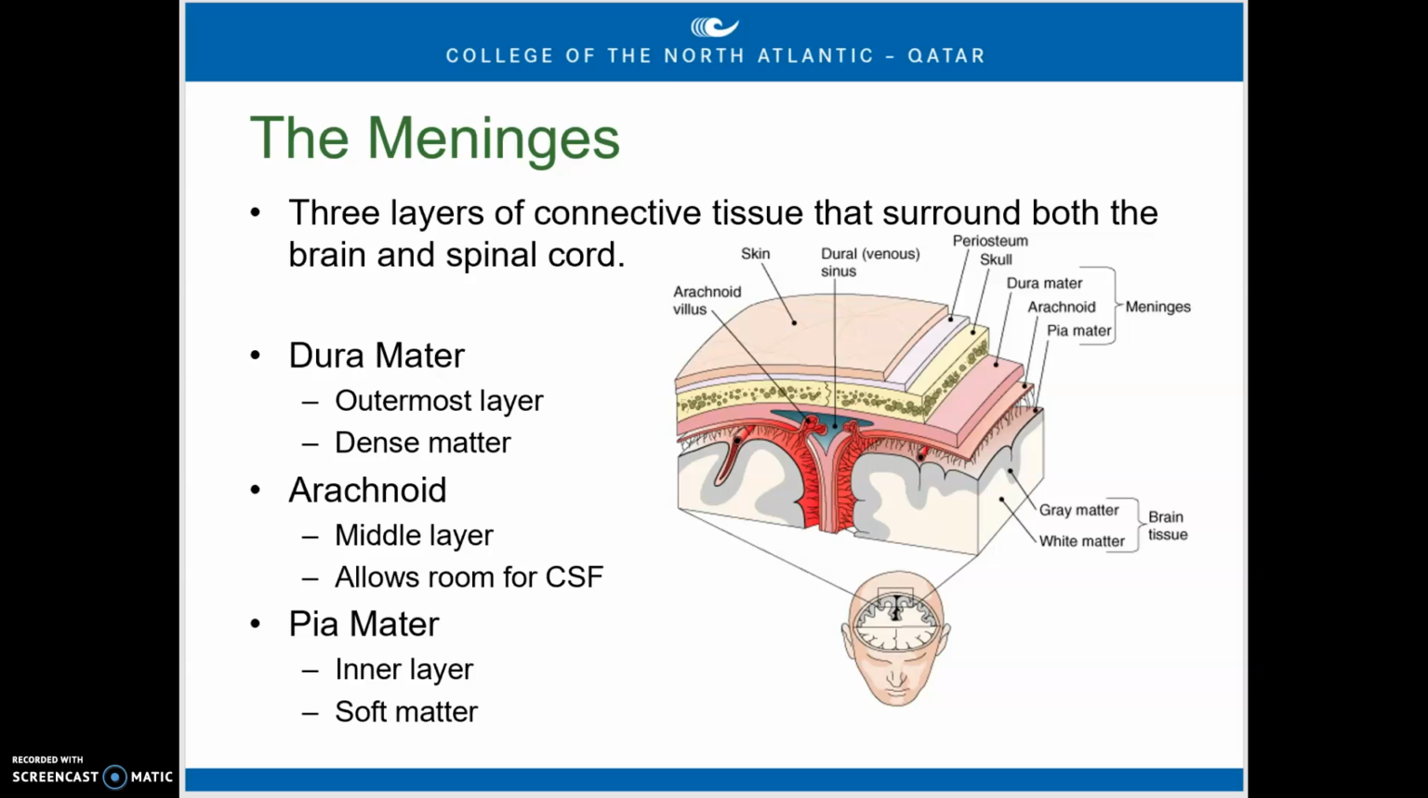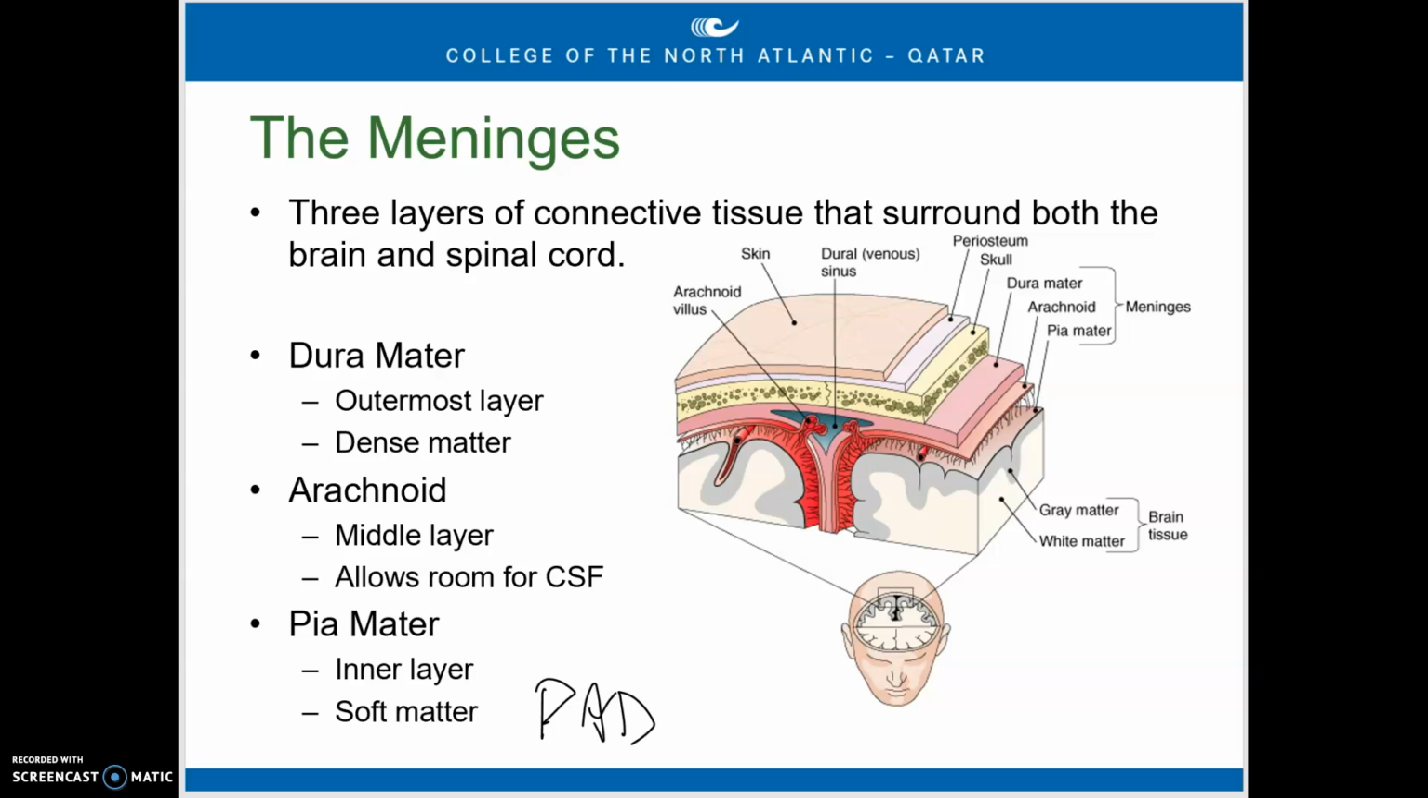One way I use to remember that is I think of, in order of closest to the brain to furthest, the word pad, and a pad, of course, is a way of cushioning, and one of the major functions of the meninges is to cushion the brain. So the meninges pad the brain.